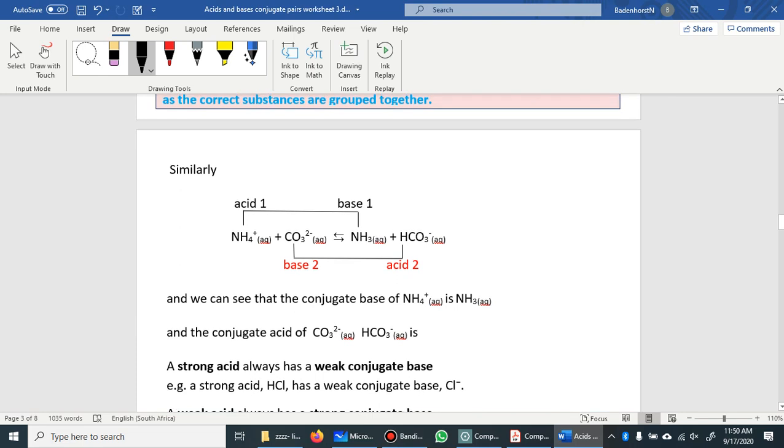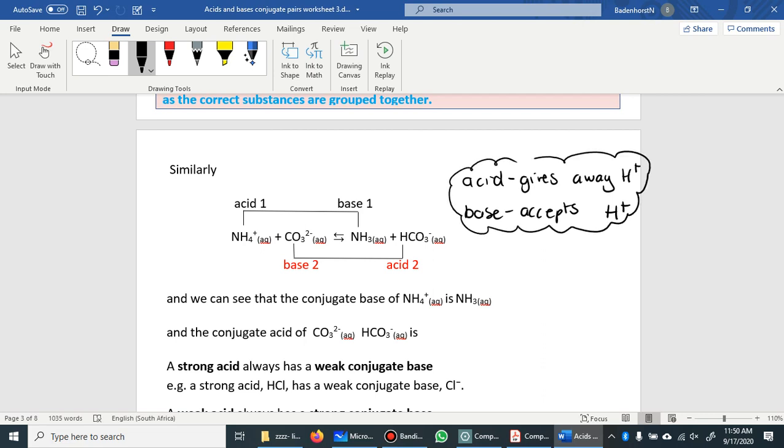Okay, then moving on to the second one. An acid, I'm going to write this for myself every time, gives away a hydrogen ion, and a base accepts a hydrogen ion. Okay, so let's look at that. This one's done for us, but let's see if we understand this.